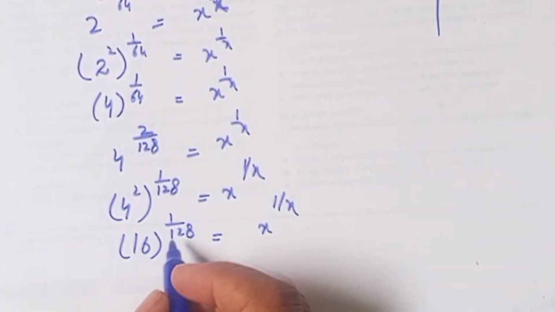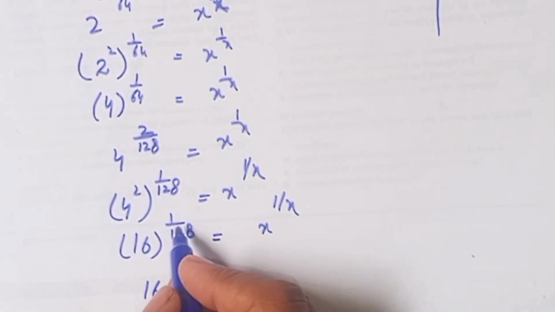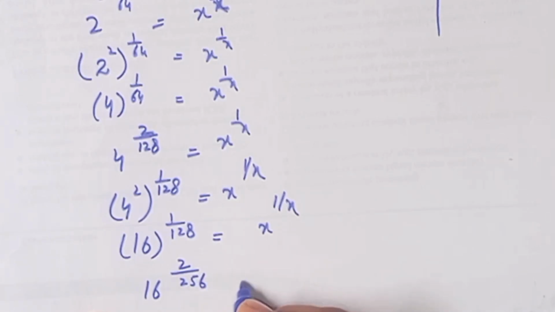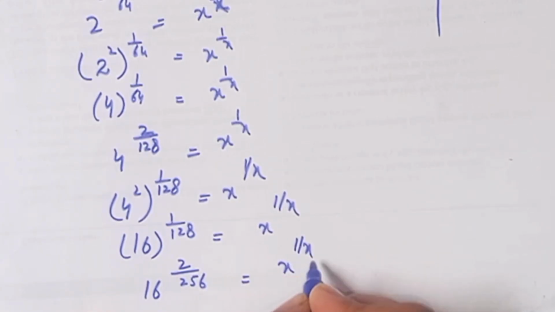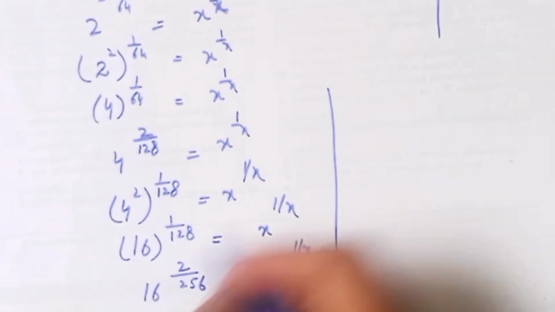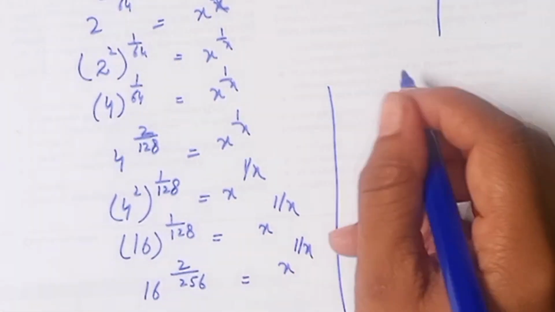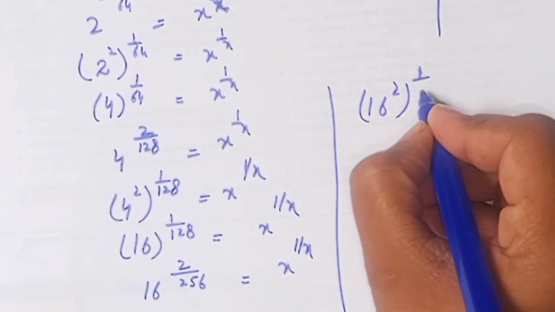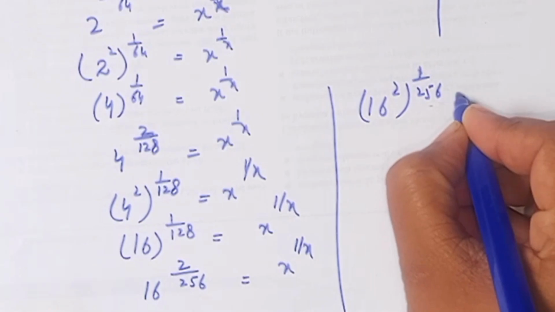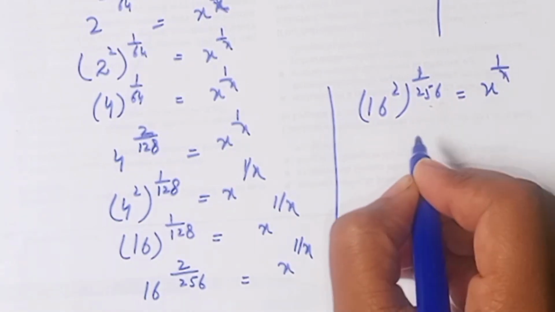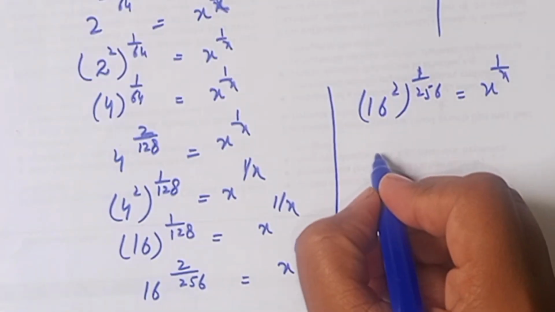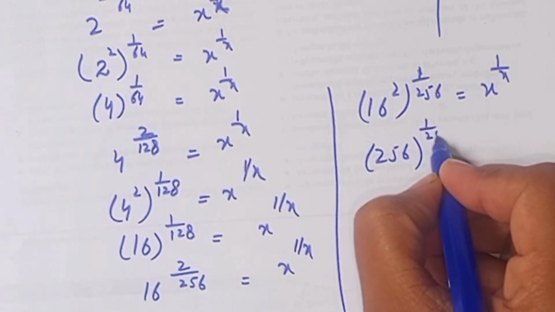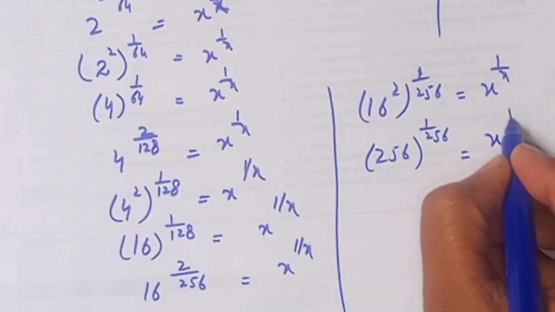Again, in the next step, we write this power 1 over 128 as 2 over 256. This is equal to x raised to the power 1 over x. Again we use this exponent rule. We write this as 16 squared multiplied by 1 over 256. This is equal to x raised to the power 1 over x. And 16 squared is equal to 256. Power is 1 over 256, this is equal to x raised to the power 1 over x.